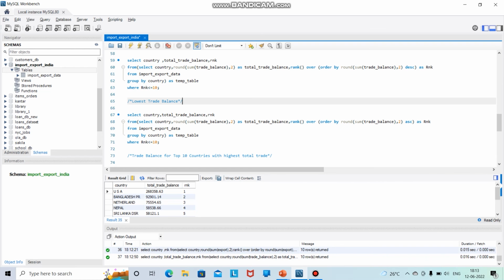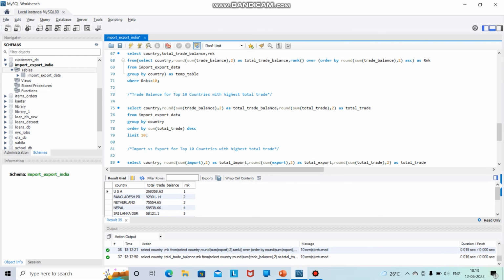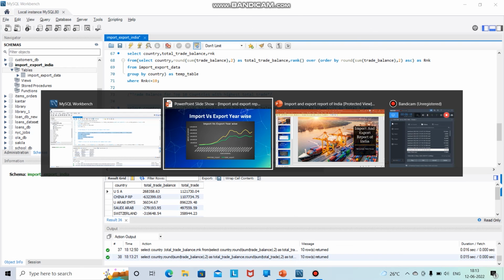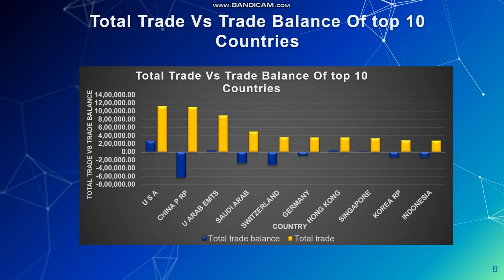Similarly, this is for the lowest trade balance. Now, if I want to compare the trade balance for the top 10 countries with the highest total trade, here the top 10 countries are based on the highest total trade. When I run this query, I can see these are the countries where the top 10 has been selected based on total trade and I'm comparing its trade balance. So for a better understanding, let us look at the visual. This is a graph of total trade versus trade balance of the top 10 countries.